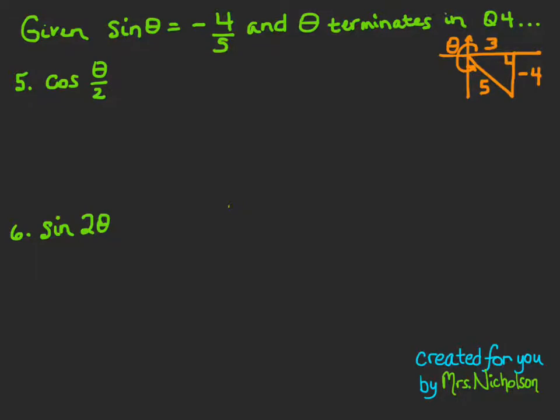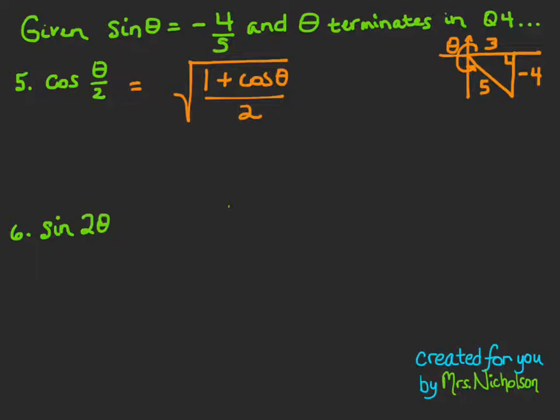So now let's see if we can use this triangle to evaluate these two trig functions. Cosine of theta over 2. Well, first thing I'm going to do is write down my half angle identity for cosine. That is a half angle there, and that's going to be equal to the square root of 1 plus cosine theta over 2. But we still have that plus or minus in front, and we need to make a choice here. So let's think about this.